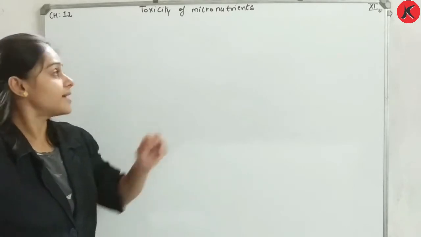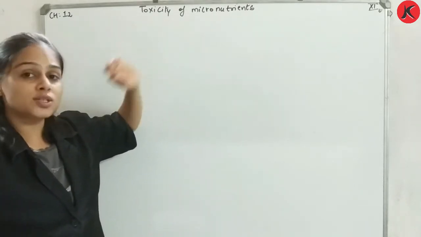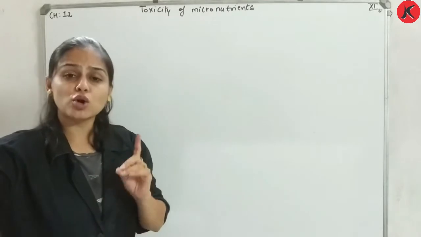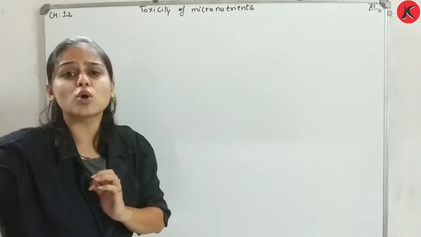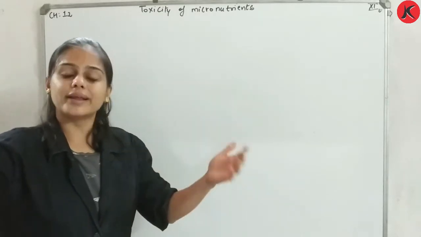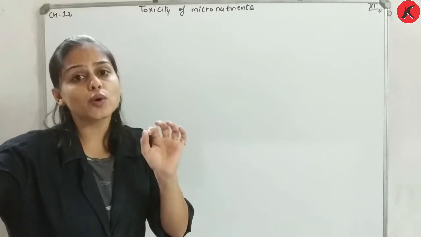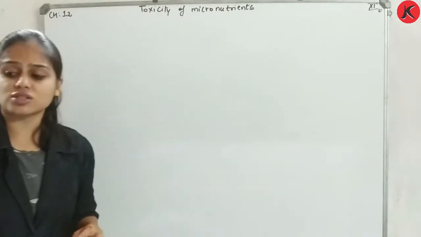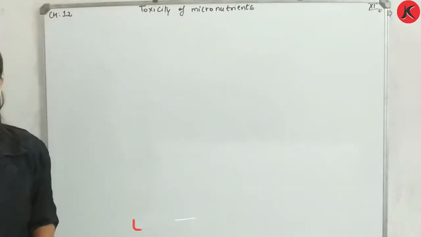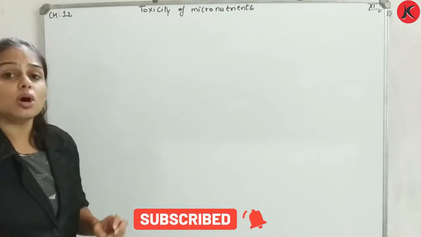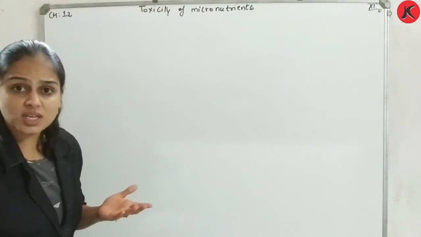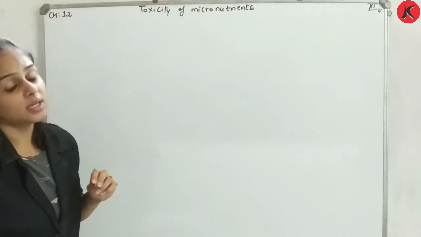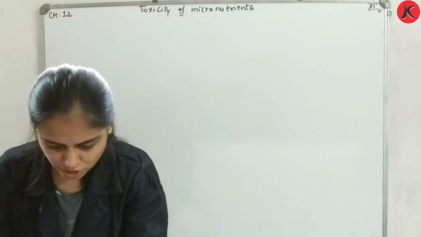Now, as the name suggests, we are focusing on toxicity. First, let me tell you one thing: the proportion of nutrients, micronutrients, is very specific. They are required in a very narrow range of concentration. Are you getting my point? So if it is less, it causes deficiency. If it is more, it causes toxicity. Are you getting my point? Yes. So everyone, write the definition of toxicity.